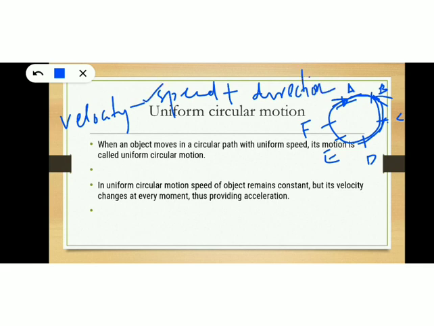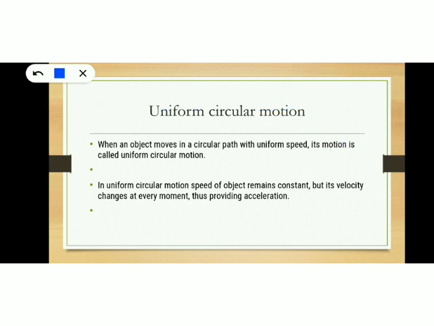Even if speed changes, velocity will change. Even if direction alone changes, velocity will change. So here speed remains constant but direction changes. So there is a change in velocity, so it's an accelerated motion. So uniform circular motion is an accelerated motion. It's a very important concept. You can expect this question for your exams as well.